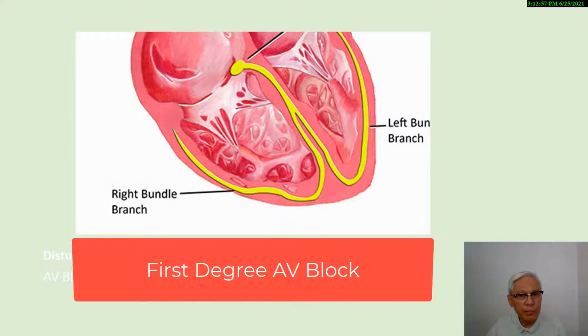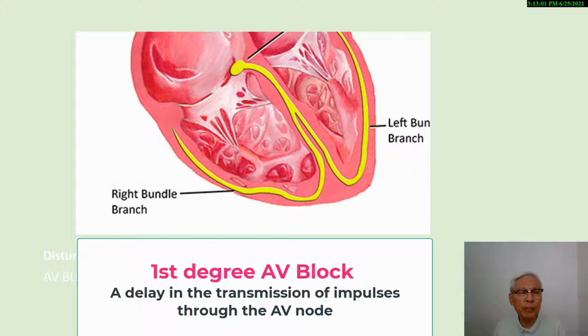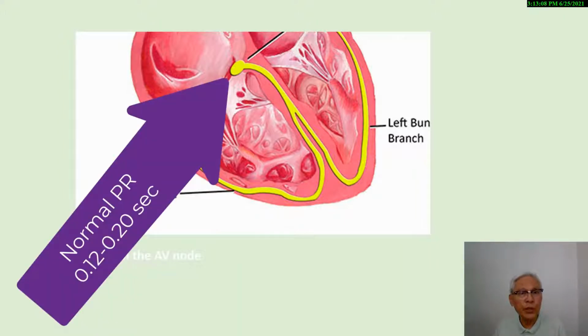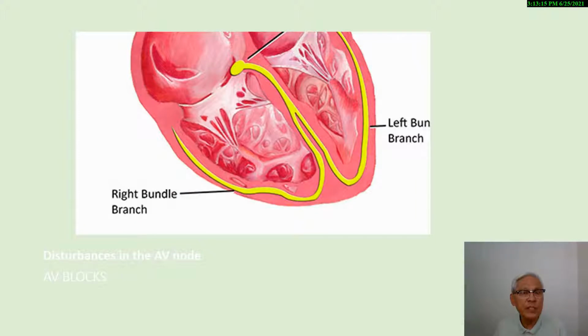In a first-degree AV block, there is a delay of the transmission of electrical impulses from the atria through the AV node. As you recall, the normal PR interval should be 0.12 to 0.20 seconds. When it exceeds 0.20 seconds, this is a manifestation that the AV node is incompetent in conducting the electrical impulses through the AV node all the way to the ventricles. Therefore, it results in a prolonged PR interval.